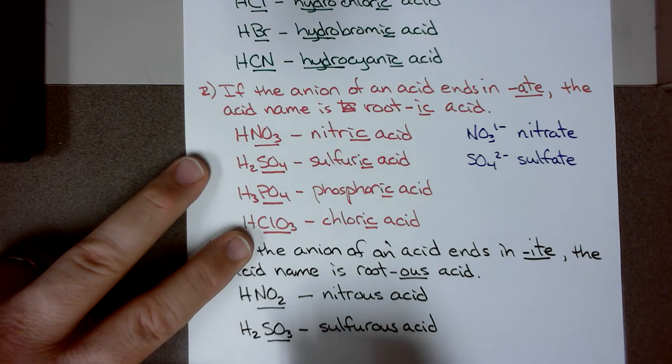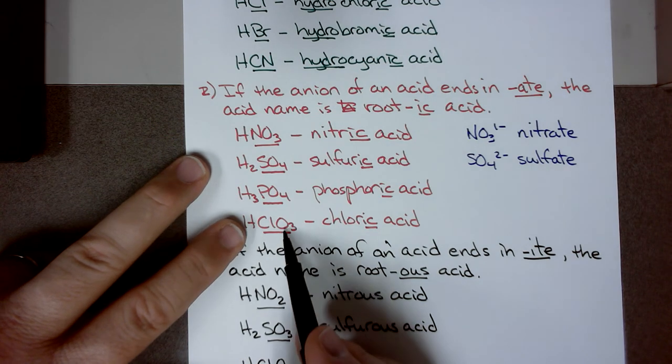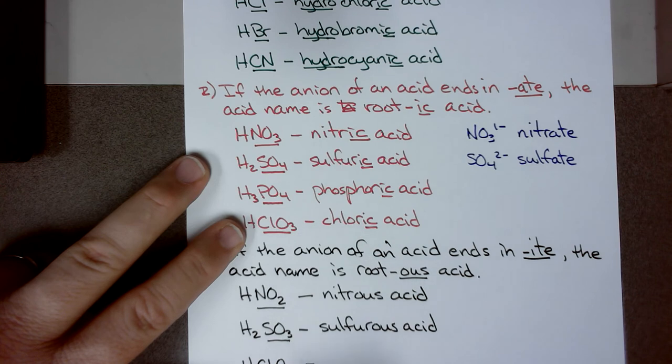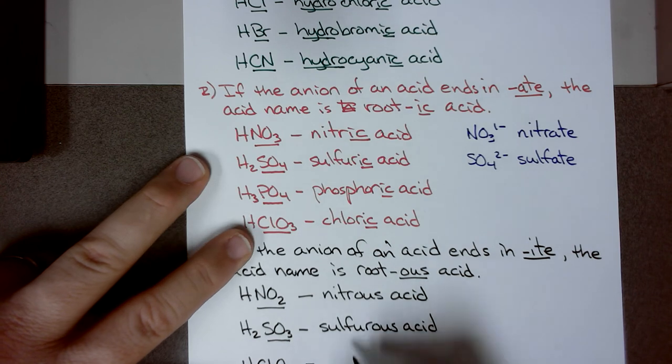Let's look at one more. What if we have HClO2? So the ClO3 is chlorate. This would be chlorite. So it ends in ite, so that would be chlorous acid.